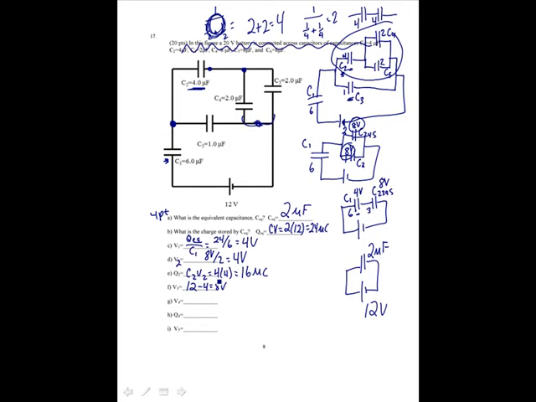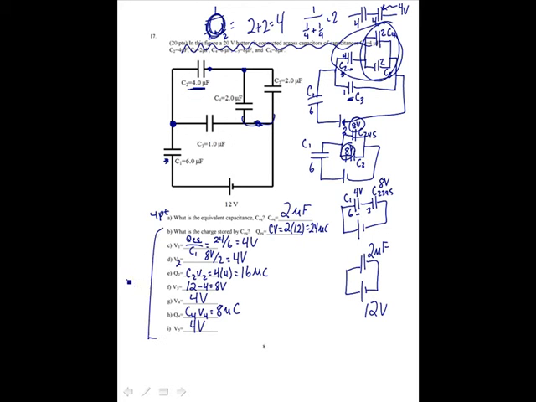And then V4. We already said that the potential across this capacitor is 4 volts, and so these two capacitors, because they're in parallel, share that same potential, so that's 4 volts as well. Q4 is C4V4, which is 4 volts times 2 microfarads, which is 8 microcoulombs. And then V5, since it's in parallel with C4, has the same, which is 4 volts.